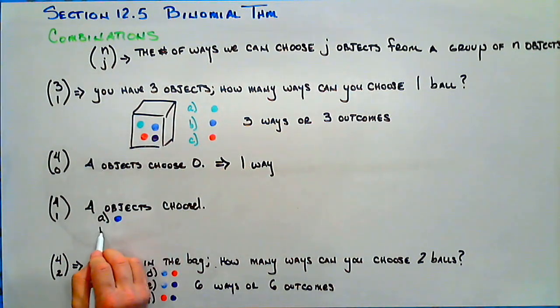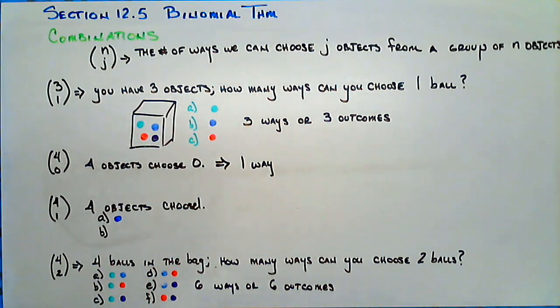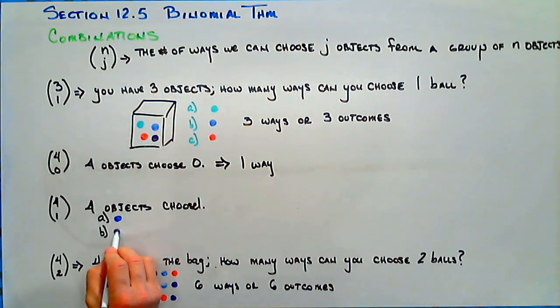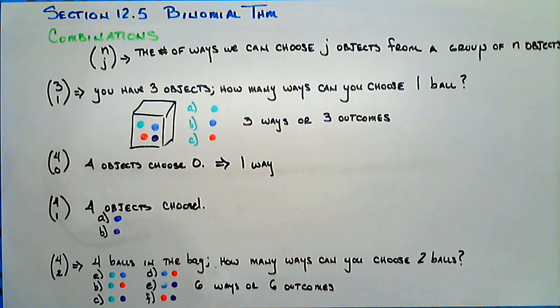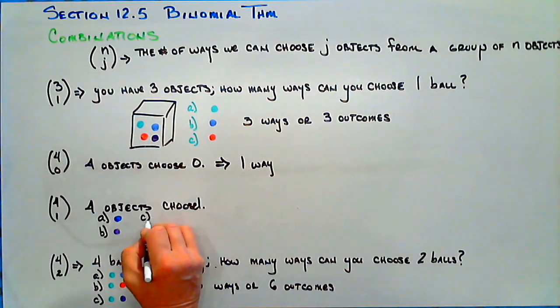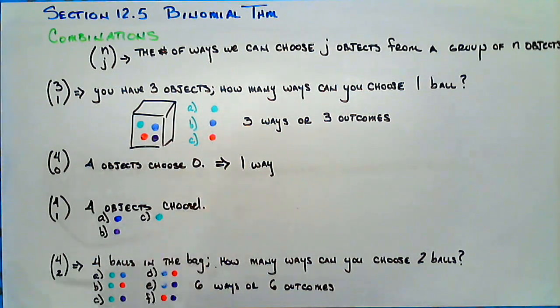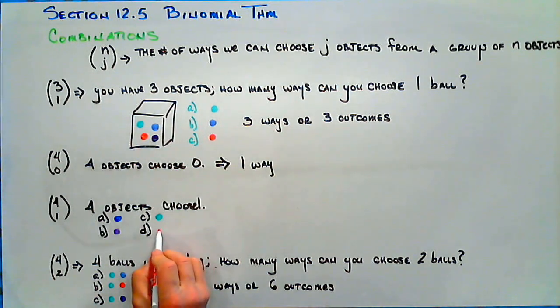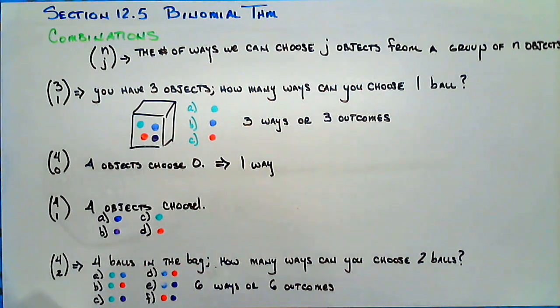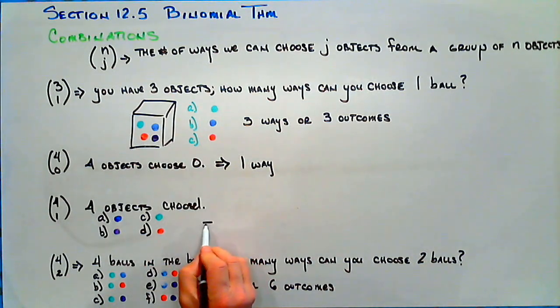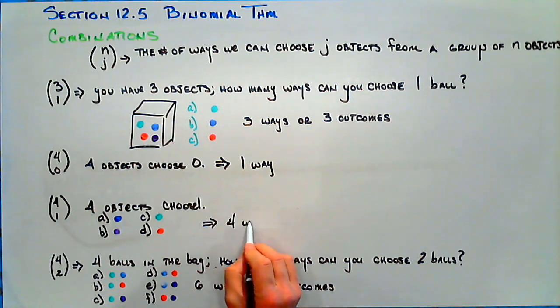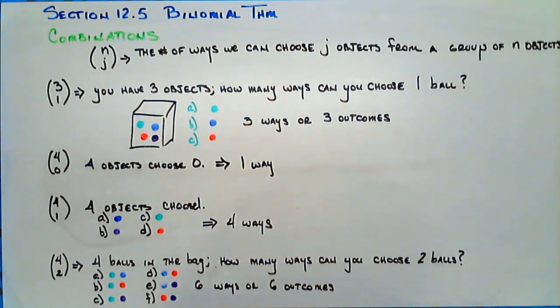What else could have happened? We could have chosen the purple ball. Now remember, we're only allowed to choose 1, right? We're only allowed to choose 1 ball here. We could have chosen the green ball. And you're right, we could have chosen the red ball. So that would have given us 4 ways. All right, 4 ways.